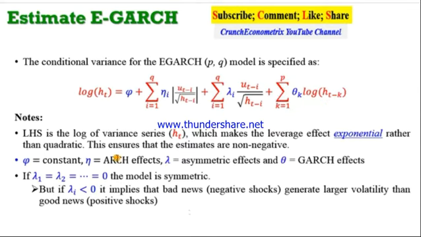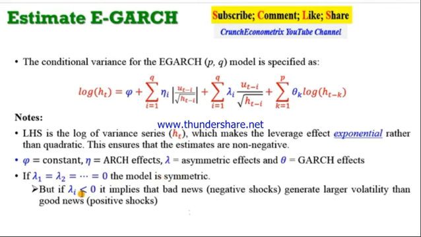So here we have on the left hand side the log of the variance series h_t, and this makes the leverage effect exponential instead of it being quadratic, and this ensures that the estimates are non-negative. Phi here is the constant, eta represents the ARCH effects, lambda gives asymmetric effects, and theta is our usual GARCH effects. The hypothesis is that if all the lambdas are equal to 0, then the model is symmetric.